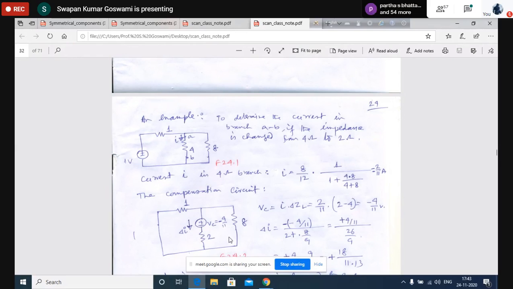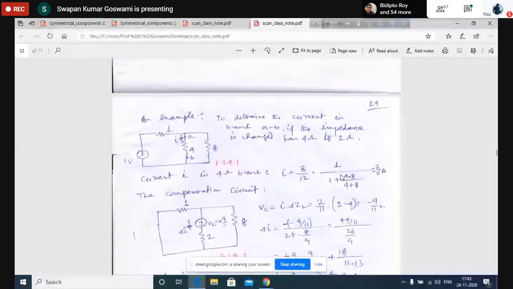How to do it? First of all, you find out the current in the original branch. That current is I. What is the current flowing here? That you can find very easily, because with a 1 volt source, then 1 ohm plus the 4 and 8 ohms in parallel, you can find out the total current. So through this 4 ohm resistance, I will be a part of the total current, and out of this total current, we have to determine how much is flowing through this branch. Is it clear?